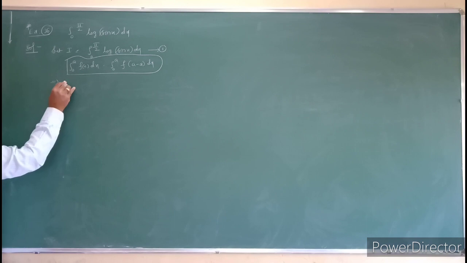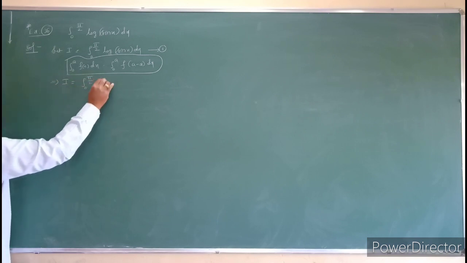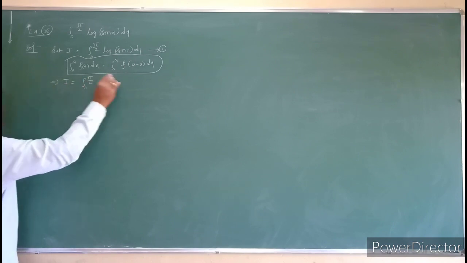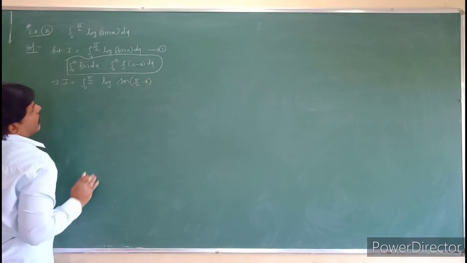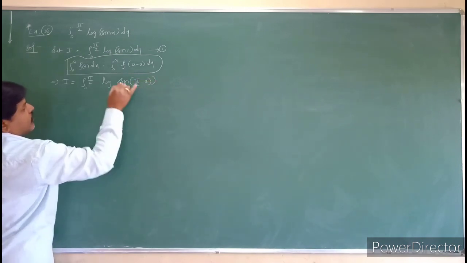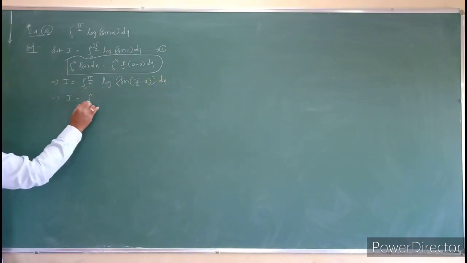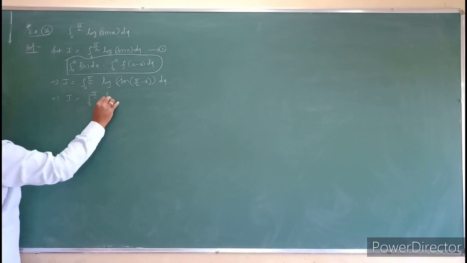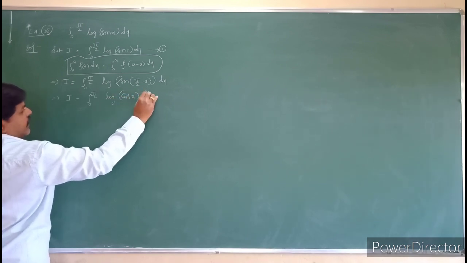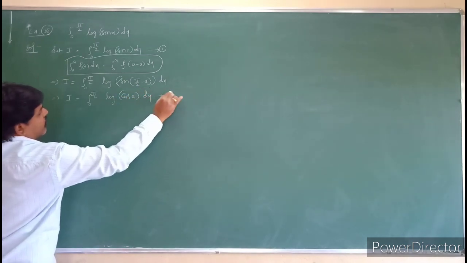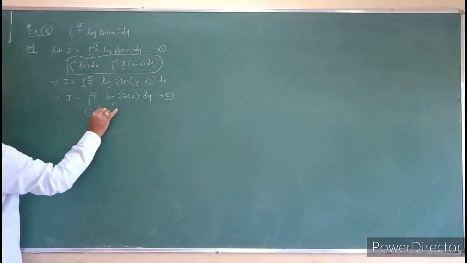So that implies I is equal to integral 0 to pi by 2 log of sine of pi by 2 minus x into dx. So I will become integral 0 to pi by 2 log of sine 90 minus theta, which will become cos x into dx. Take this as equation number 2. So this is equation 1 and equation 2, and we will add equation 1 plus equation 2.